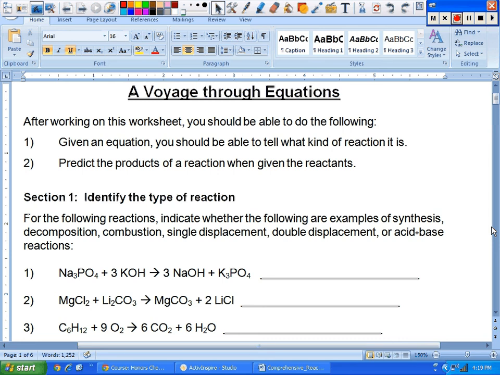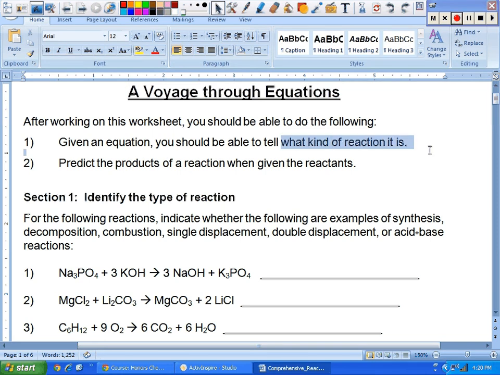I want to take you through a few examples of this worksheet so it can help you get started off to a good understanding of exactly what to do on this worksheet. The major focus of this is actually going to be kind of what you're going to see on the test. So looking at number 1 right here, it says given an equation you should be able to tell what kind of reaction it is.